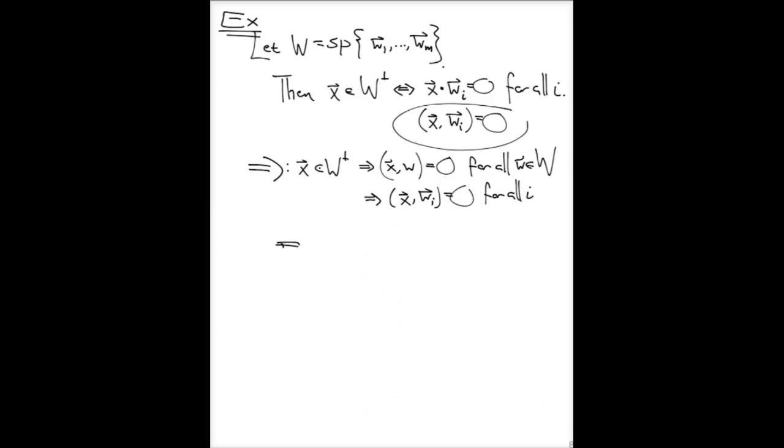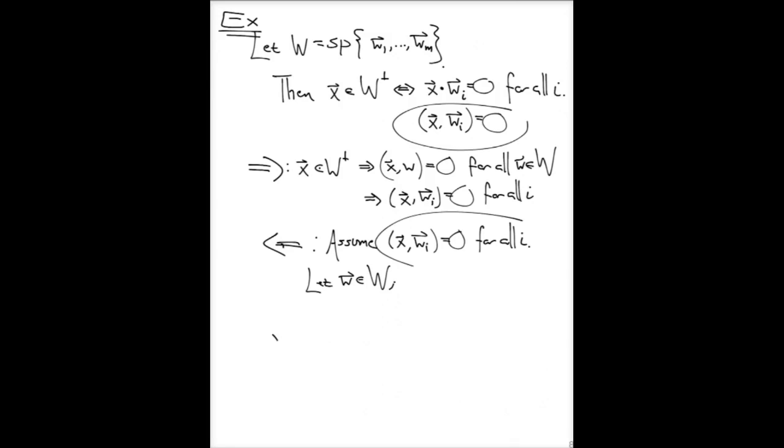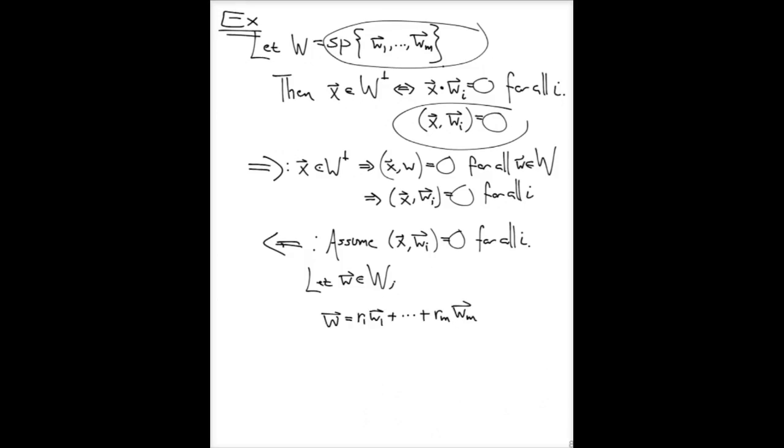And for the reverse direction, let us assume that x is orthogonal to all of the spanning vectors. And now let's take an arbitrary element, little w in big W, and we'd like to show that x must be orthogonal to little w. And then we can conclude that x is in the orthogonal complement. So why must x be orthogonal to this thing right here? Well, if little w is in W, and the w_1 through w_m span big W, then we can write w as a linear combination r_1 w_1 plus through r_m w_m.